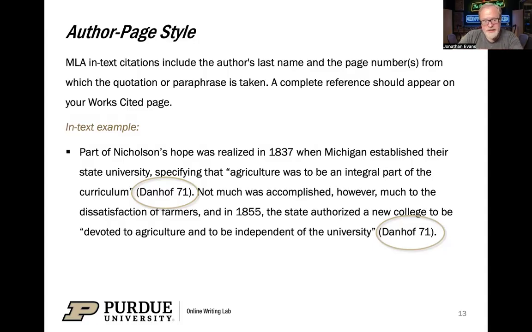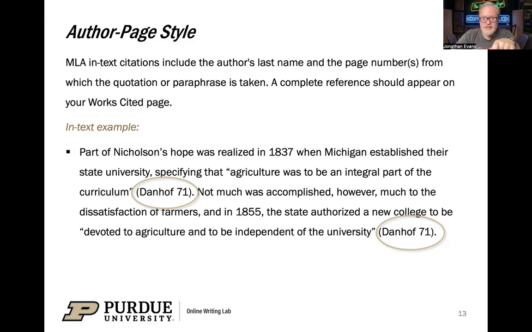Now you'll notice immediately after here what's circled. Notice at the end of curriculum, there is no punctuation. Even if there was punctuation there, you would remove it. Then we have the closing quotations, open parentheses, Danhoff, space, 71. We don't have "page" or a comma. Close parentheses, period.